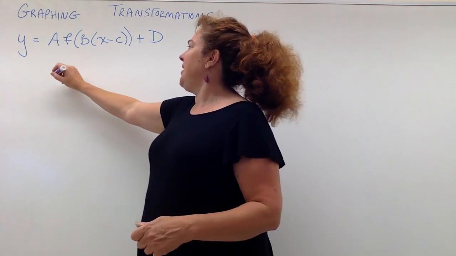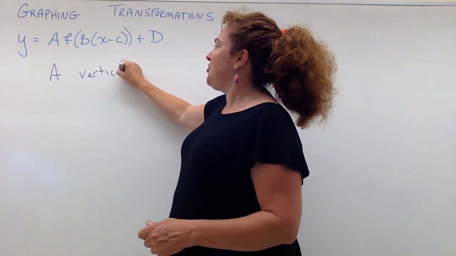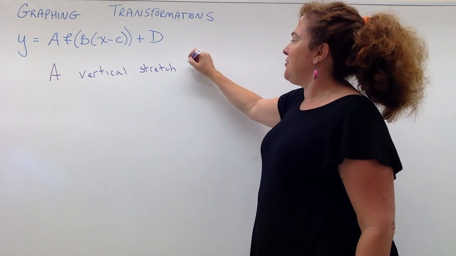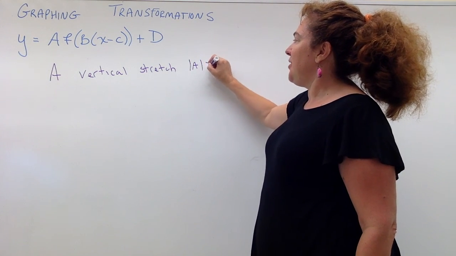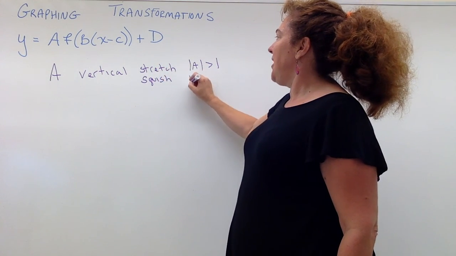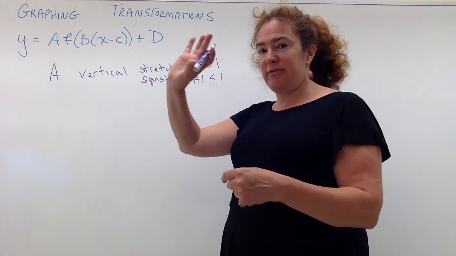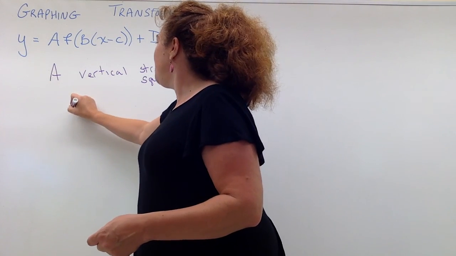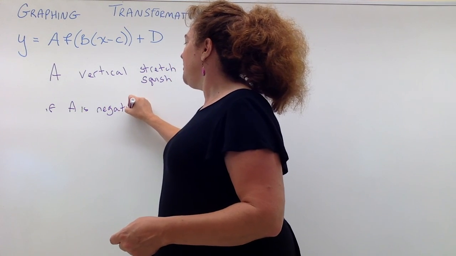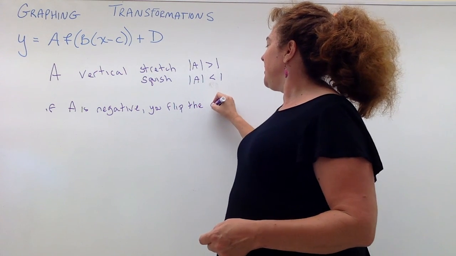So to start with, the A is a vertical stretch or squish. It's a vertical stretch if the absolute value of A is greater than 1. It's a vertical squish if the absolute value of A is less than 1. And if A is negative, you flip the graph upside down. So let's just look at an example.